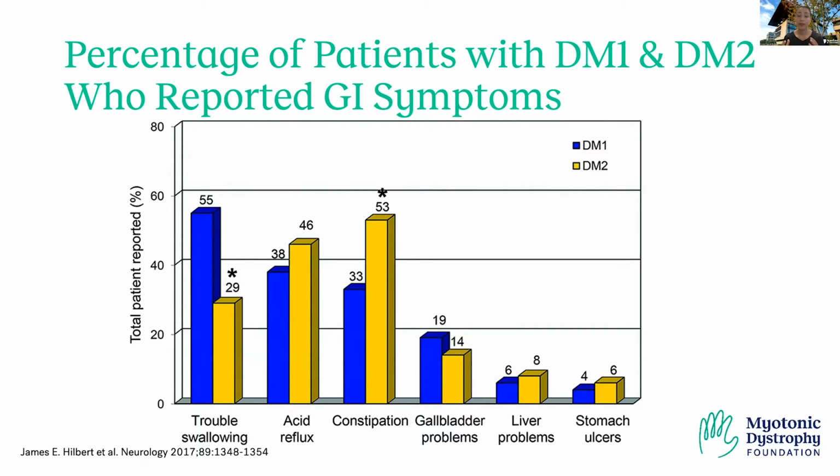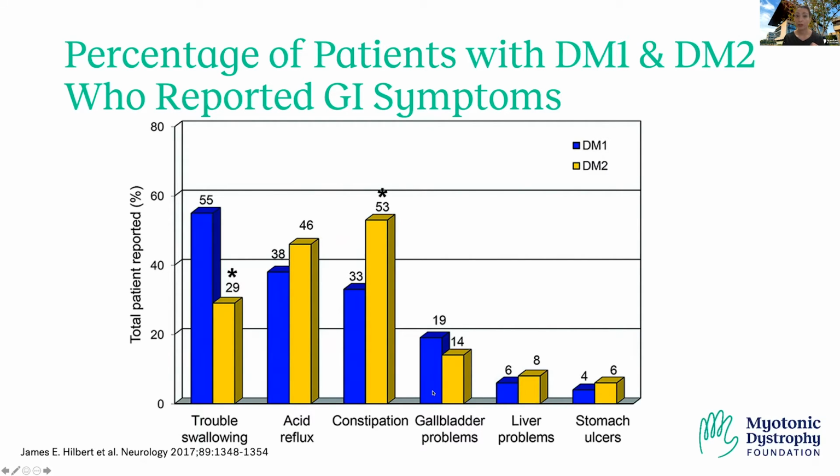And it doesn't mean that the other subtype doesn't have those symptoms. It's just that the severity or the number of the patients who reported these symptoms seems to be different in each subtype of myotonic dystrophy. And the symptoms of acid reflux, as you can see, were common in both subgroups of myotonic dystrophy.